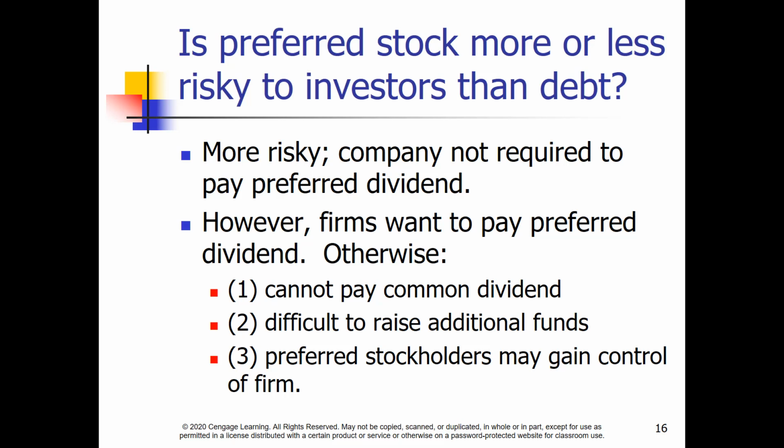But preferred is riskier than debt. Debt is a contractual arrangement. Preferred dividends don't have to be paid, but interest on debt does. Firms usually do try to pay preferred dividends for several reasons. They can't pay common dividends if they skip preferred. It's a bad signal, making it hard to raise funds. If preferred dividends are skipped for too long, preferred stockholders can gain voting rights.